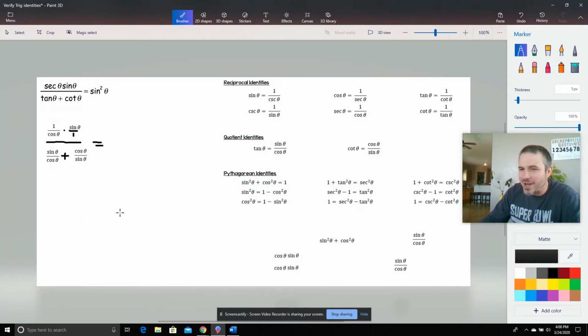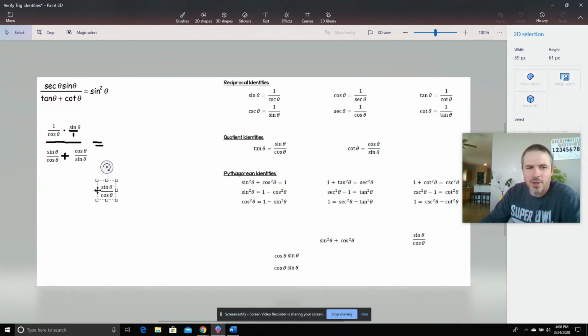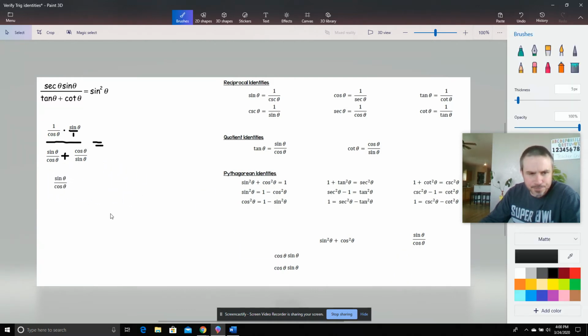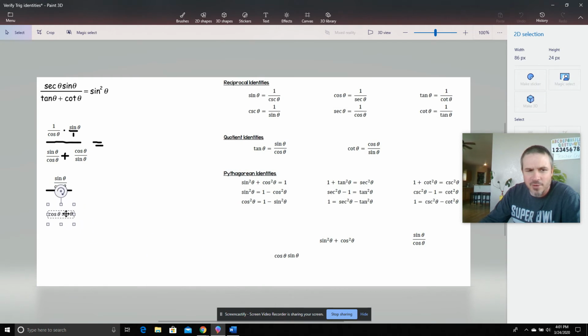My second favorite strategy of all time is to kill fractions. Anytime you see an abundance of fractions, do the math that wipes them out. This top fraction's pretty easy. We just multiply straight across to get sine over cosine on top there. So that's what the new top is going to look like. The bottom's a little bit more complicated. We're looking for a common denominator of cosine times sine. This left one is going to get multiplied by sine to make this common denominator of cosine sine, right? This is the denominator we're trying to make.